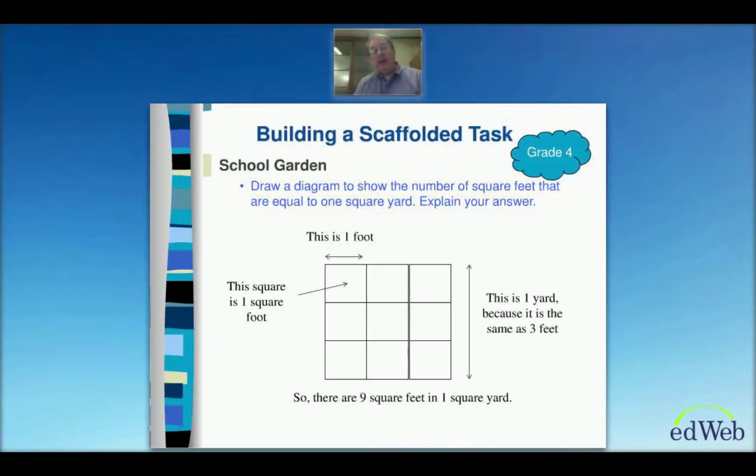And once they've done that, I would hope to get something like this that would show me that students can see what a foot is, they know what a square foot is, and from the diagram, they're able to see that there are 9 square feet in 1 square yard. This is going to help students avoid the really common mistake of thinking that there are 3 square feet in a square yard. So it's a check, and it's a way of getting them focused and going the right direction that helps them get through part of the problem.